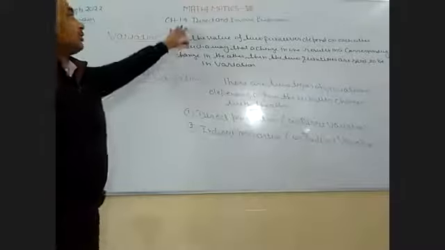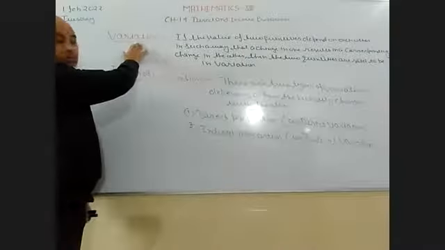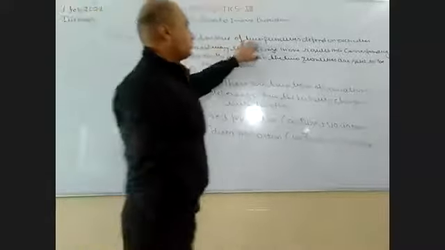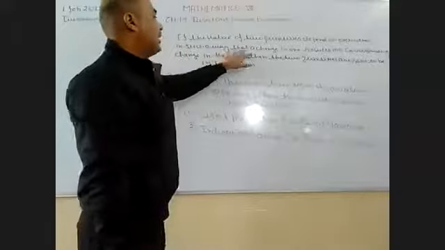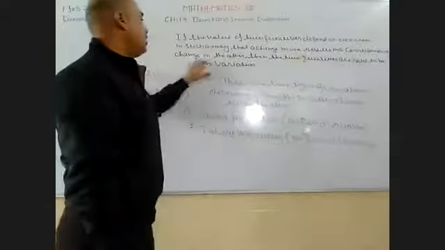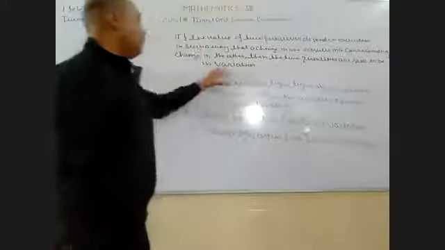Now, students, today we're going to start this new chapter, chapter number 14, direct and indirect proportion. First, I want to tell you the meaning of variation. If the values of two quantities depend upon each other in such a way that a change in one results in a corresponding change in the other, then the two quantities are said to be in variation.